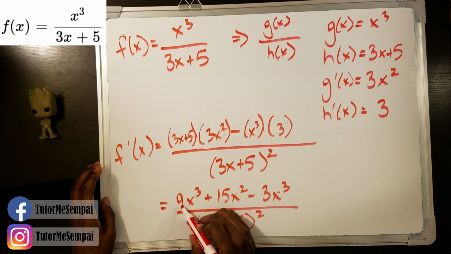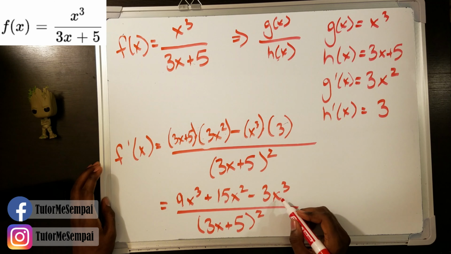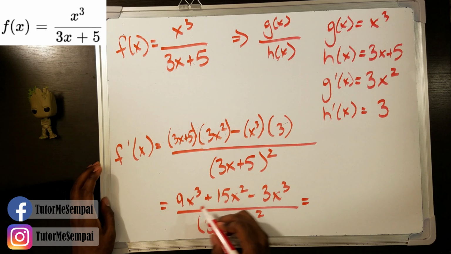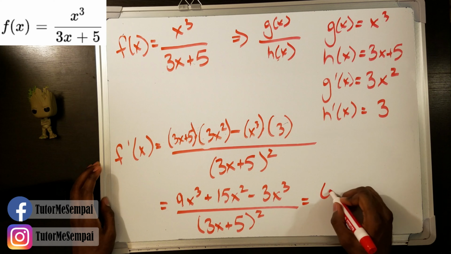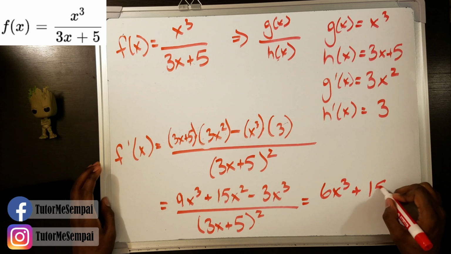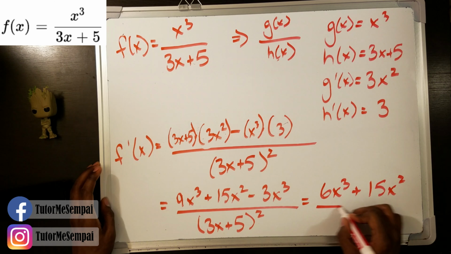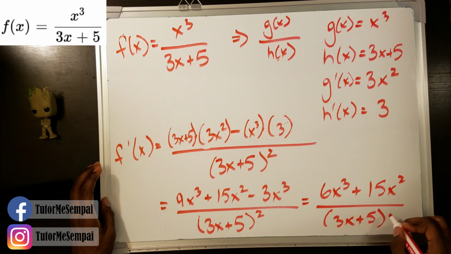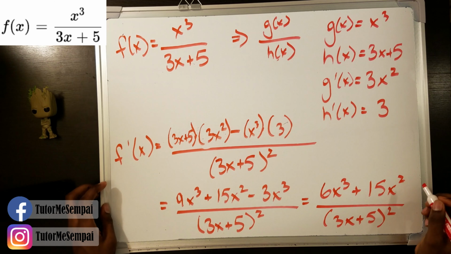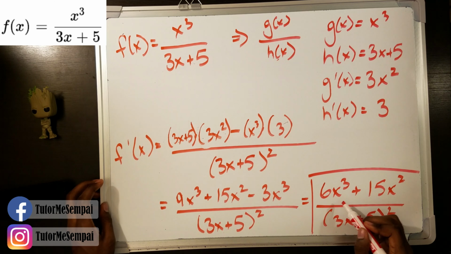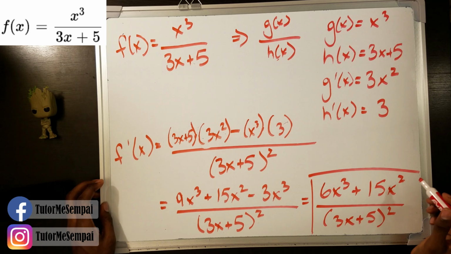And you see we have a 9x cubed here and a 3x cubed. So let's combine that to simplify this just a little bit further. 9x cubed minus 3x cubed leaves you with a 6x cubed plus 15x squared all over 3x plus 5 squared. And that is our answer for today. 6x cubed plus 15x squared all over 3x plus 5 all squared.